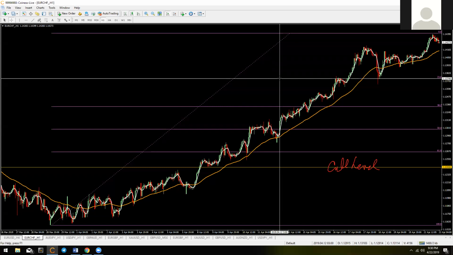Yeah, from what I understand, once it hits the 23.6%, it's going to change direction. So if it's going up, once it comes back down and hits that 23.6%, it's going to keep going in that direction. Gotcha.